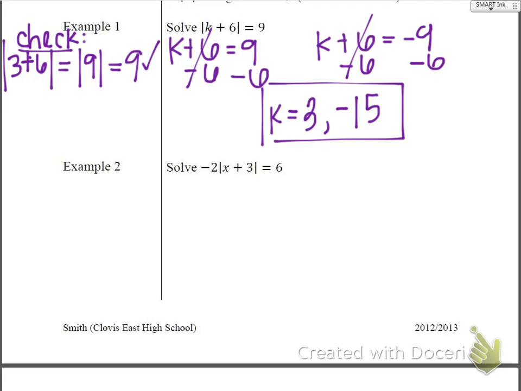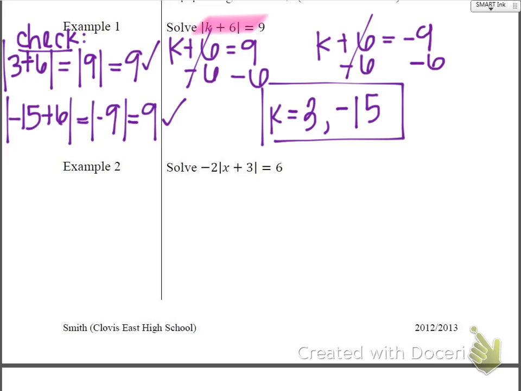So then we want to do the next one, the absolute value of negative 15 plus 6, which is the absolute value of negative 9. And the absolute value of negative 9 is what? Positive 9. So both answers check out. Okay, so you just take both of your answers and plug them back into the original equation up there, and check to see if you get the original answer. Okay? All right, example 2.